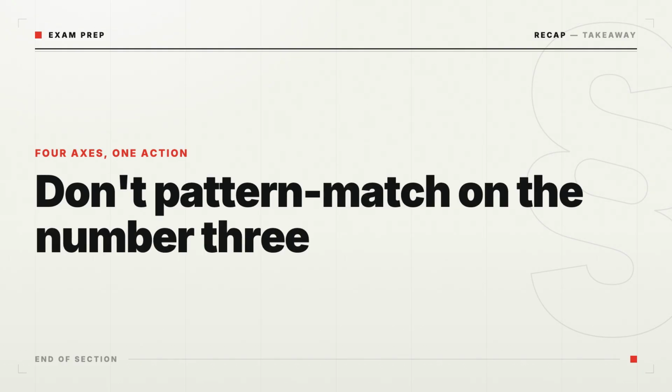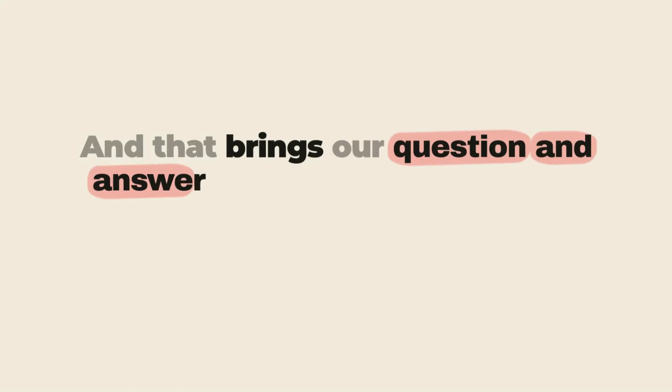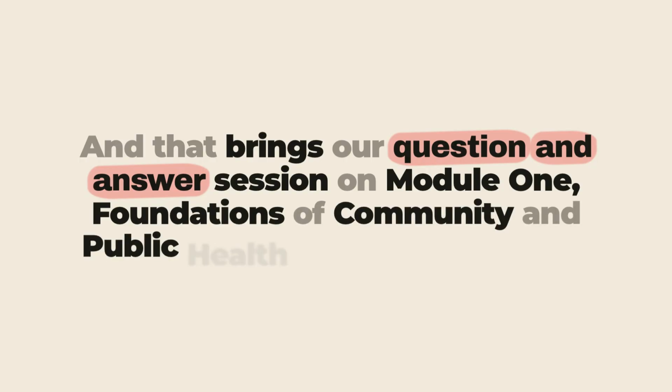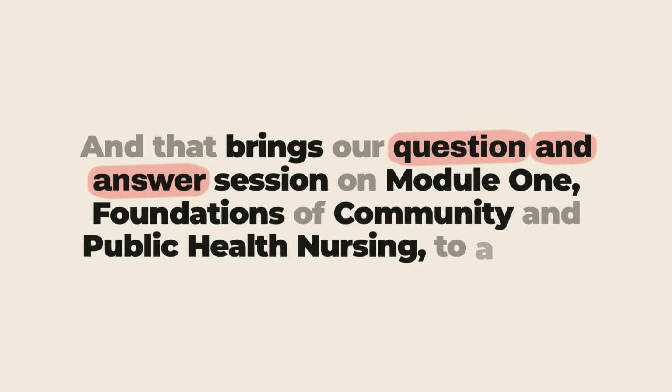These four frameworks are not competitors and they never collapse into one another. They are separate lenses that can all apply to the same activity at once. Fluency means holding all four labels on one action without letting any of them crowd out the rest. And that brings our question and answer session on Module 1, Foundations of Community and Public Health Nursing, to a close.